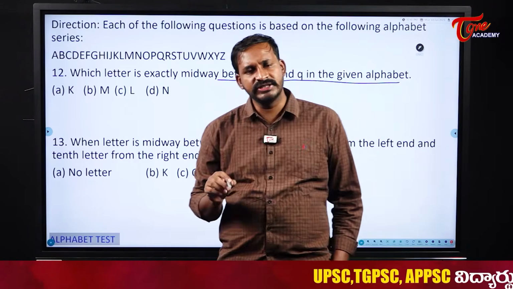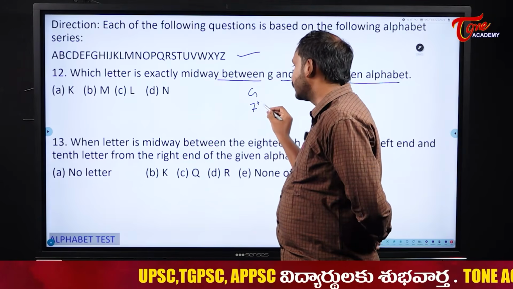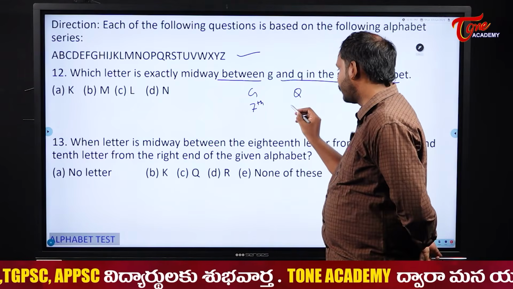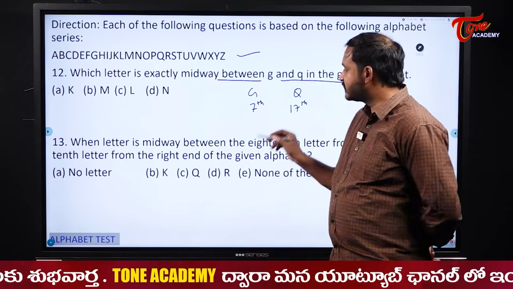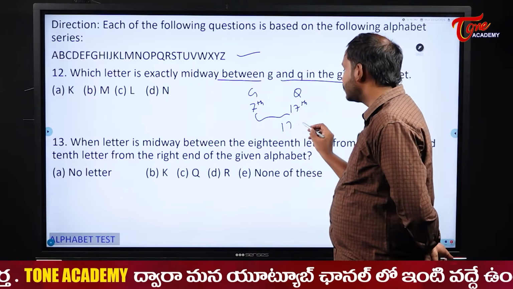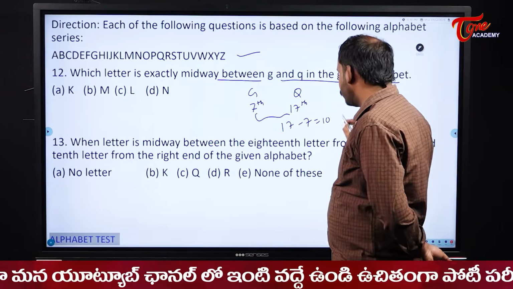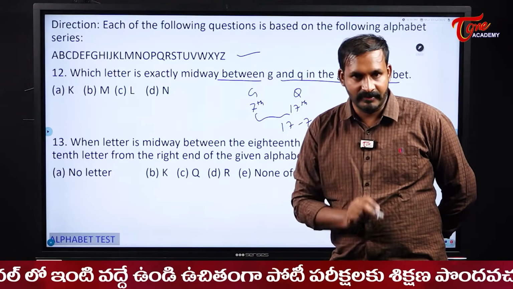What is the G's position in alphabets, students? G is the 7th alphabet, sir. Okay. What is Q position? Sir, Q is the 17th alphabet. Now, how many alphabets are there between G and Q? You will say that 17 minus 7, sir. So, we will have 10. Is this correct? No. Between G and Q, we will have only 9 alphabets.